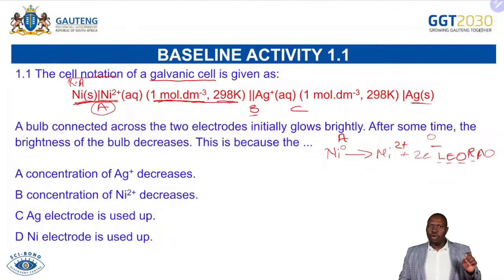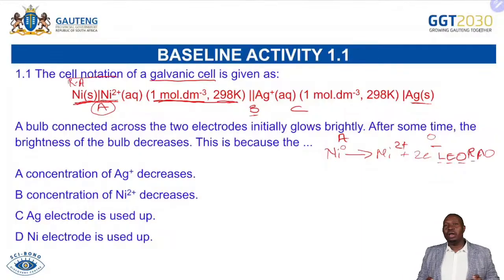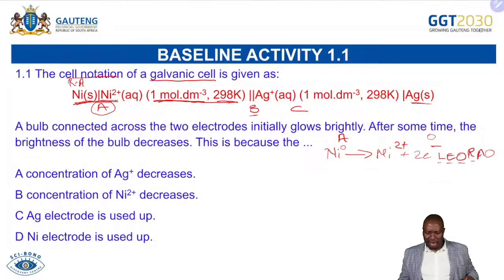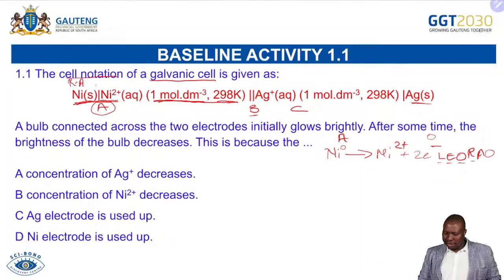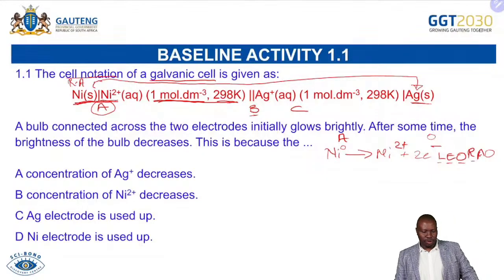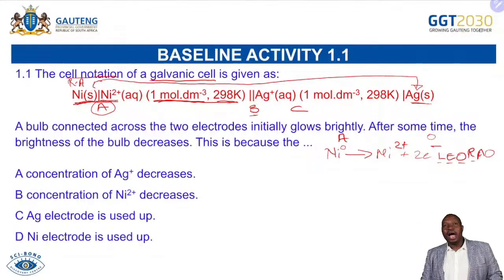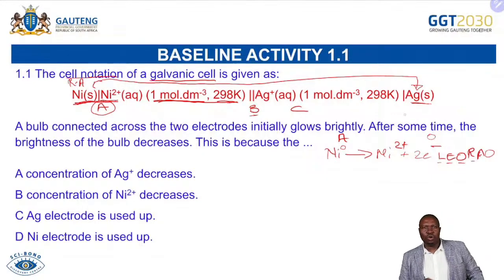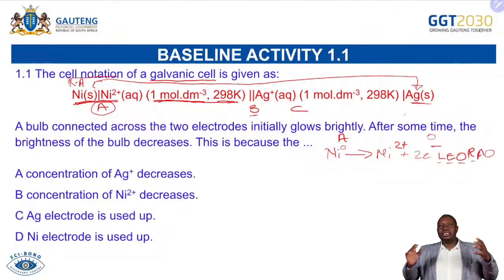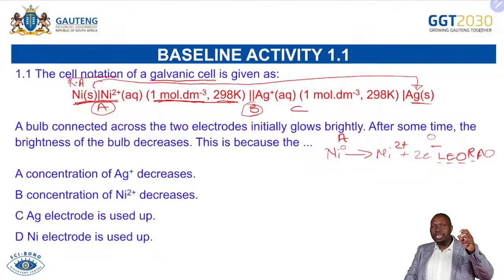of ions. So you can see that we have what we call external and internal circuit, because in our external circuit we have the electrons which are moving from the nickel half cell to the silver half cell. So the electrons will always move from the anode to the cathode. That is our external circuit. And where we have the salt bridge, that is our internal circuit. What is moving in the salt bridge? The ions are moving in the salt bridge.